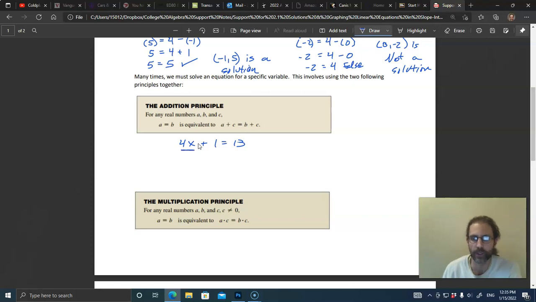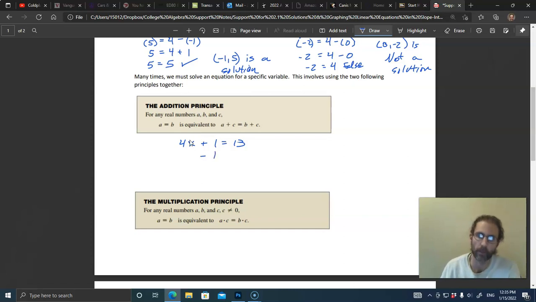So we have two terms right here. So what you have to do is first try to get rid of the term that doesn't have the x in it, so the 1 in this case. So this is where this addition principle comes in. It basically says that to get rid of that 1, since this 1 is getting added to the 4x, you can do the opposite. You can take the 1 away, or in other words, you can subtract it.